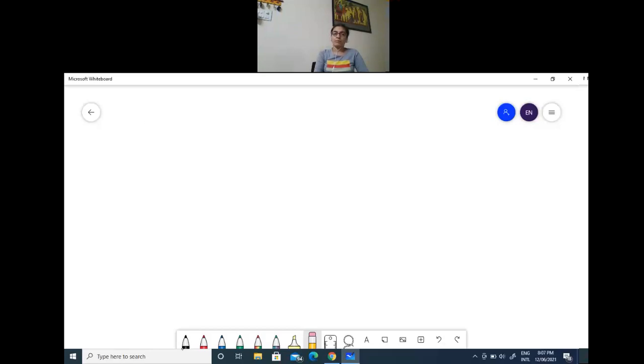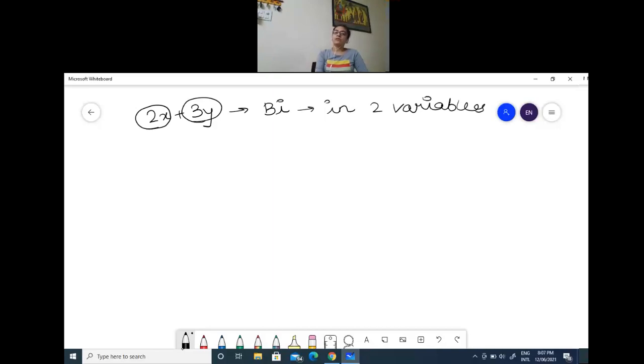If I give you 2x plus 3y, this is also a binomial. 2x is the first term, 3y is the second term. But this is binomial in two variables. Up to your level, you have only a single variable. Simultaneously, in simultaneous equation, you will have two variables. But for linear and quadratic, you have to study only for a single variable.